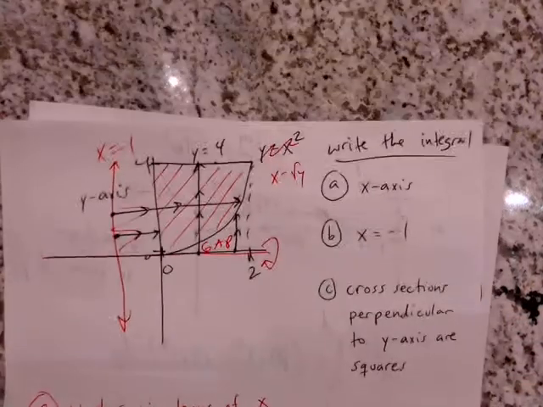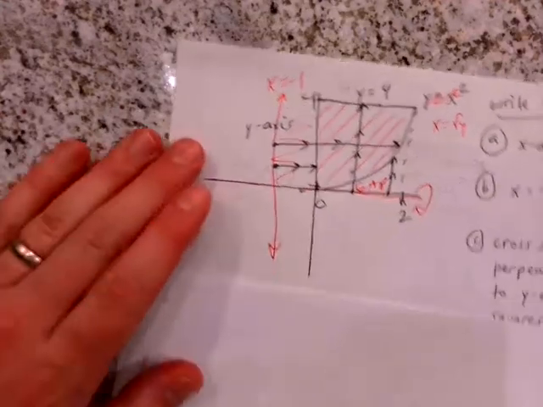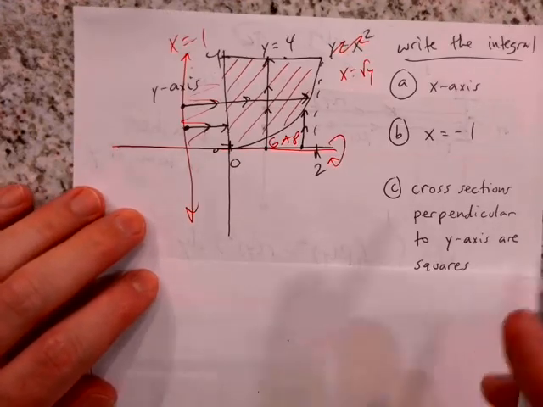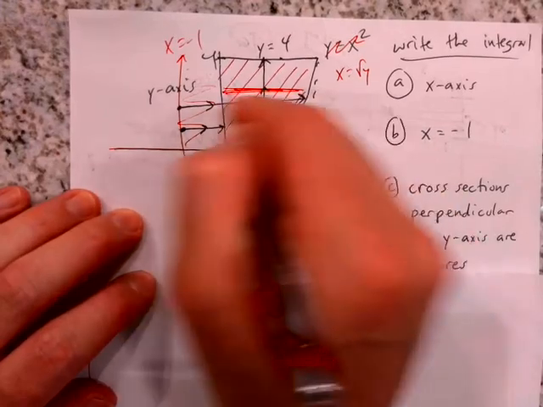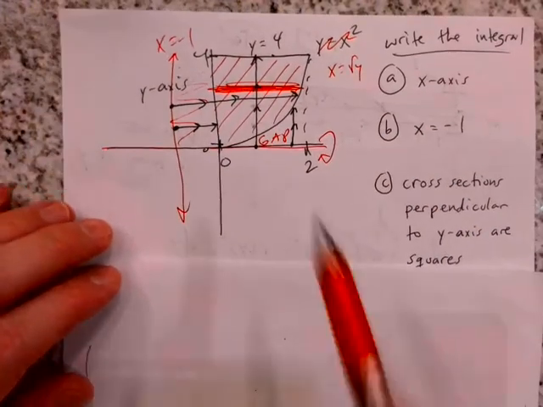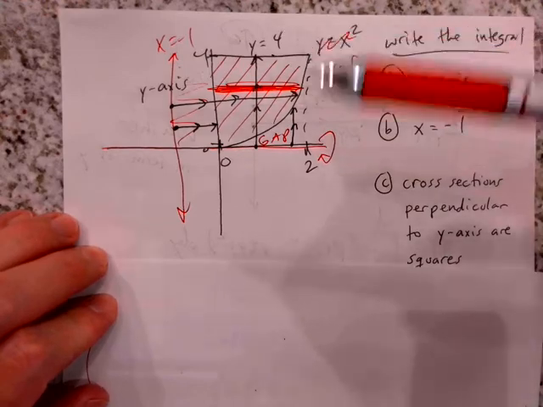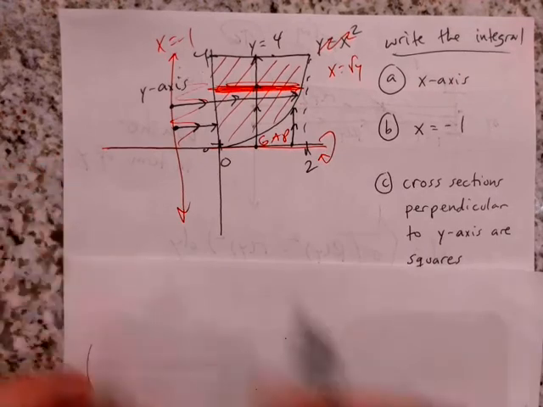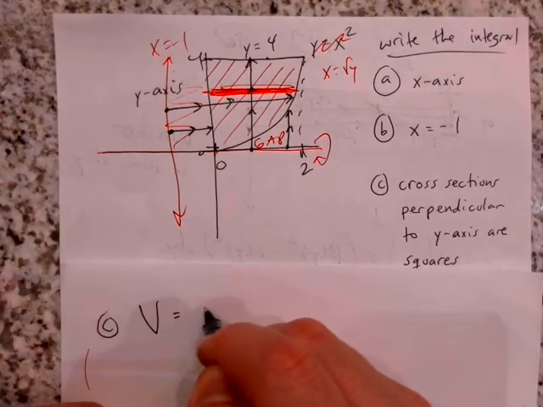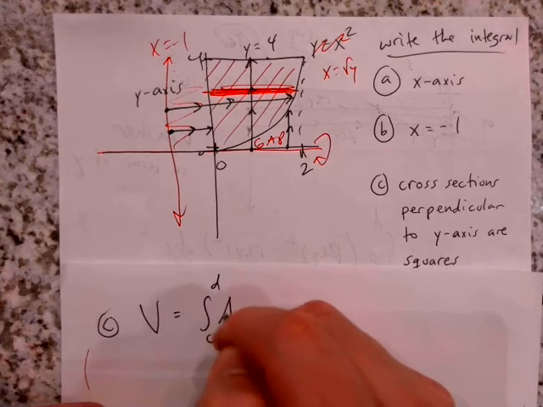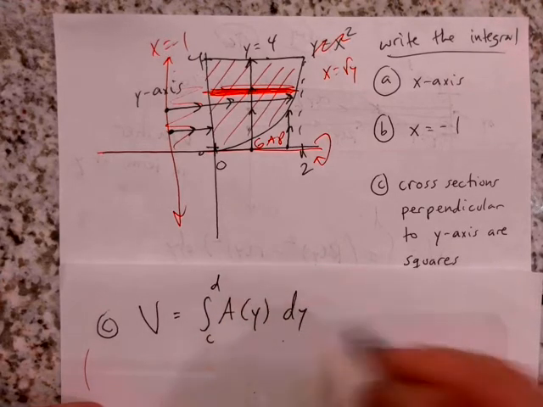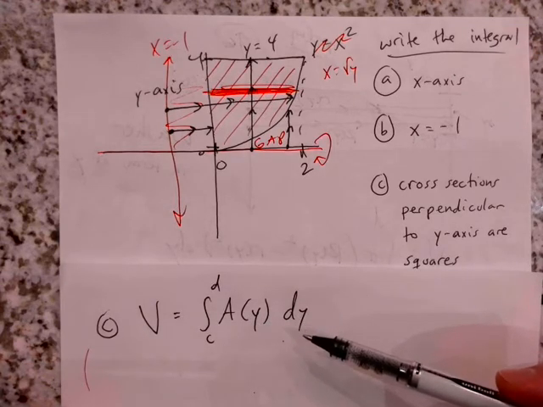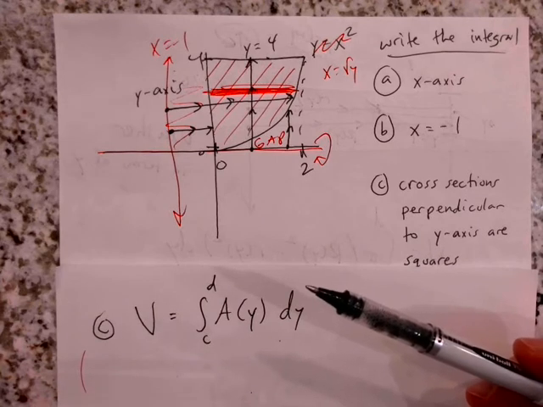Now for C. So C, we have cross sections that are perpendicular to the y-axis. So for example, that is the bottom of one of the cross sections. That is the bottom of one of the squares, and the square is coming out of the screen. And we're going to add up all those squares. So the volume for part C is the integral from c to d of the area of each of those squares times how thick they are, dy, right? Because they're like infinitely thin squares.